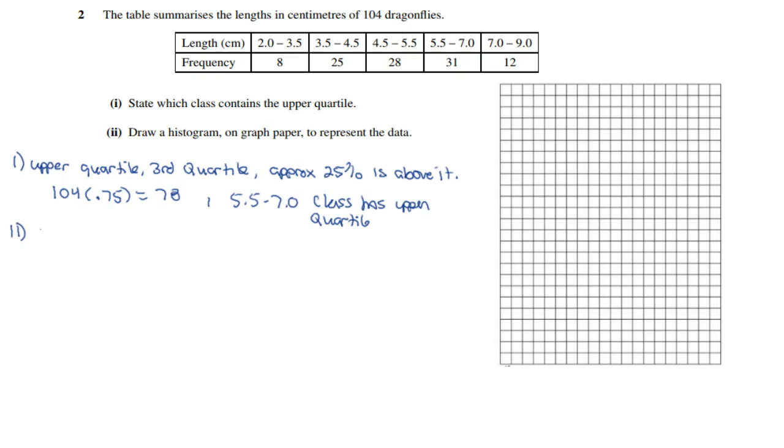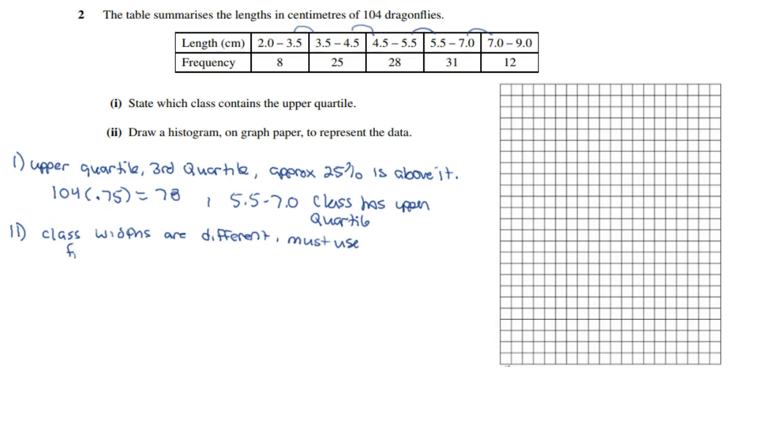For part 2, they want us to draw a histogram. And so we've got our graph paper here, and we've got to represent the data. Now you'll notice how the classes touch. They go from 3.5 to 3.5. That's good. The other thing we've got to keep in mind is that we are going to be using frequency density if the class widths are different.